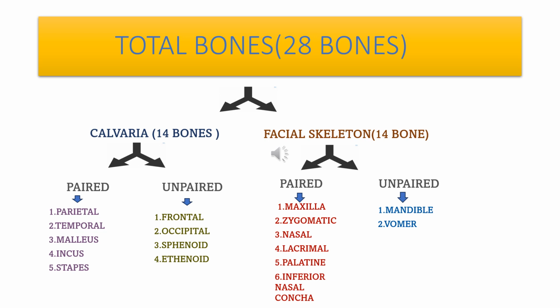And next, the bones in the facial skeleton that are paired are maxilla, zygomatic, nasal, lacrimal, palatine, and inferior nasal concha. And the bones that are unpaired in the facial skeleton are mandible and vomer.